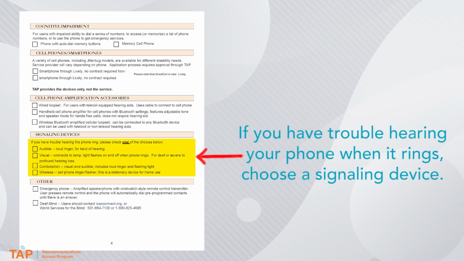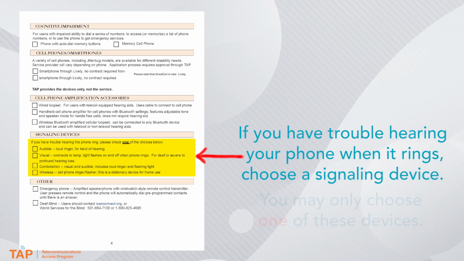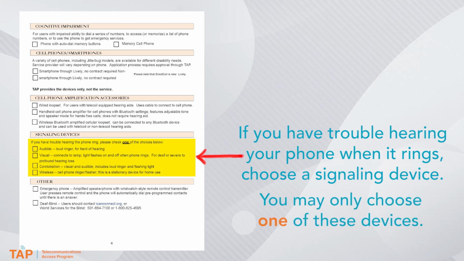We provide 4 different signaling accessories. Audible devices have a loud ringer. Visual devices connect to a lamp and flash the light bulb on and off when the phone rings. Combination signaling devices have both a loud ringer and a flashing light. We also provide a cell phone ringer/flasher. It is for home use and is plugged into an electrical outlet. It is connected to your cell phone through Bluetooth and will flash and ring loudly when your cell phone rings.